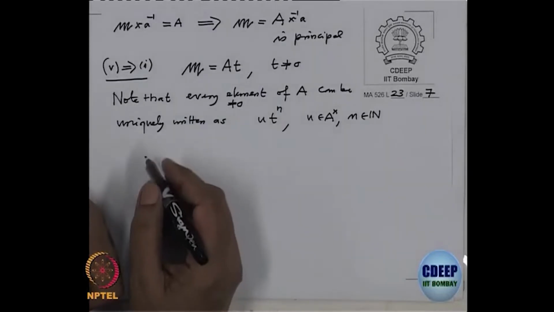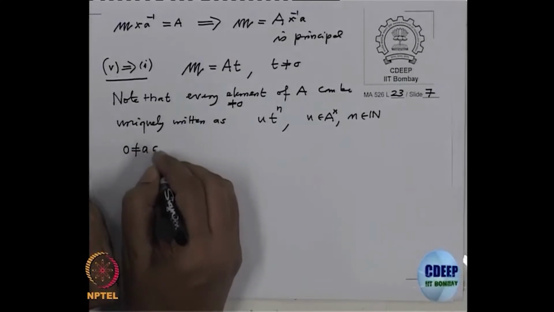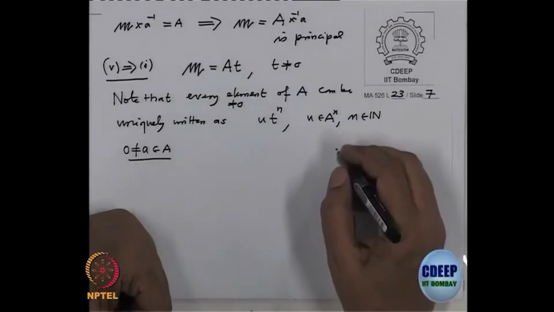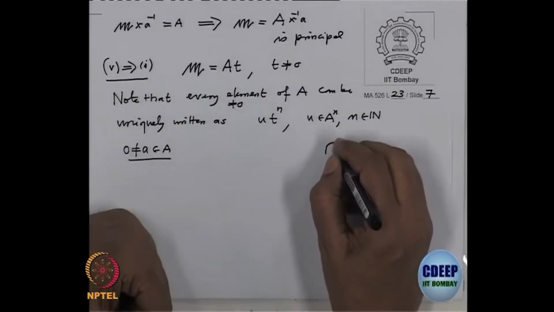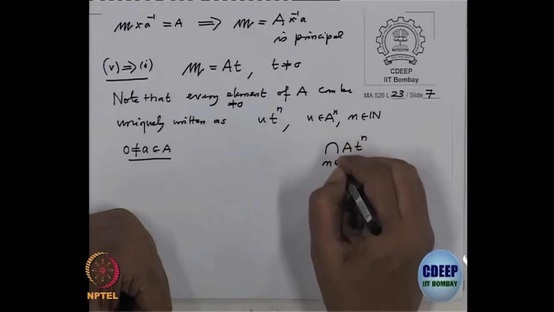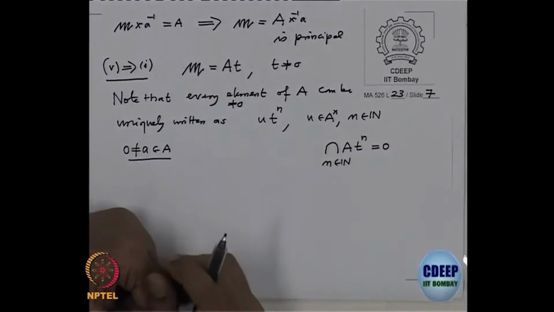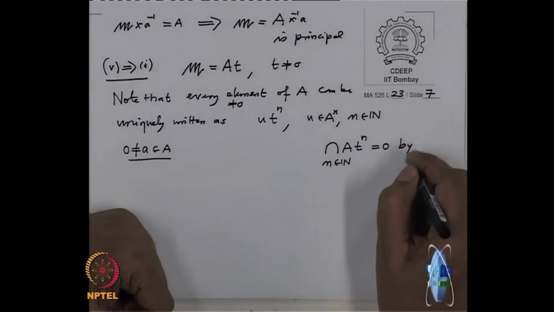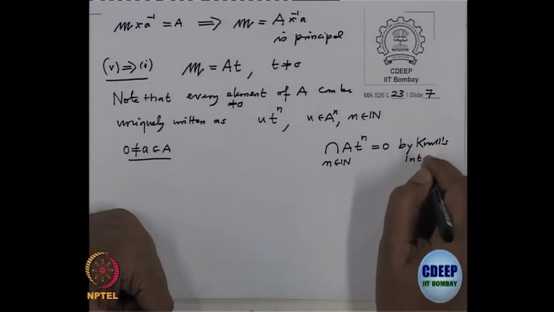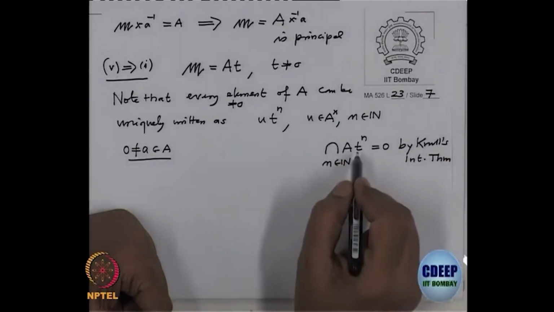Okay, why is that? So, start with a non-zero element a. Let 0 not equal to a be an element in A. Now, what do we know? We know that by Krull's intersection theorem, the intersection of A t power n, n in N, is 0. This is by Krull's intersection theorem, because A is Noetherian local and M is the maximal ideal generated by t.